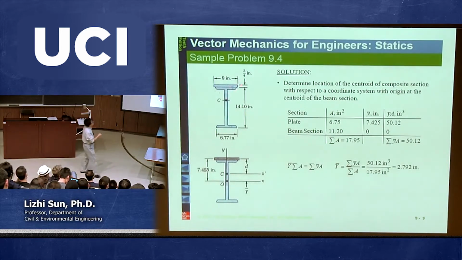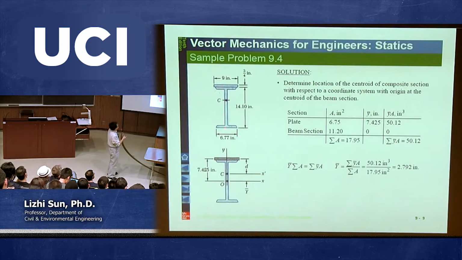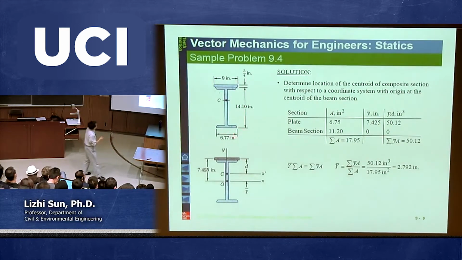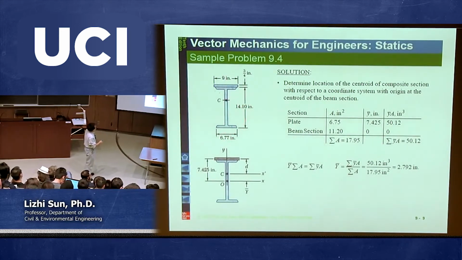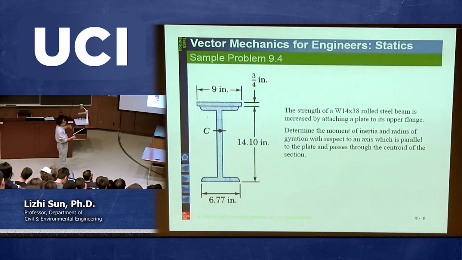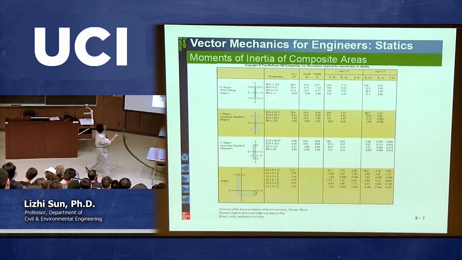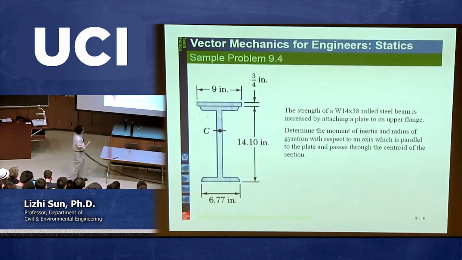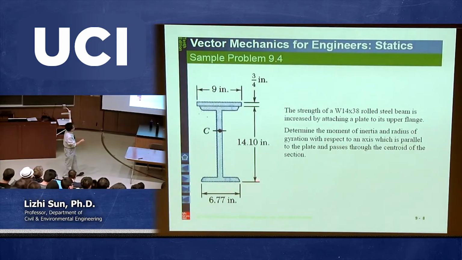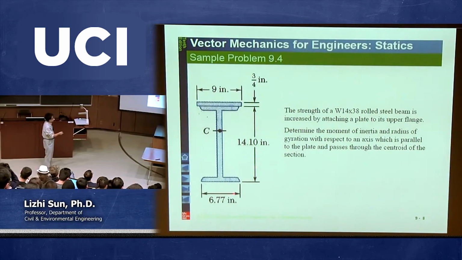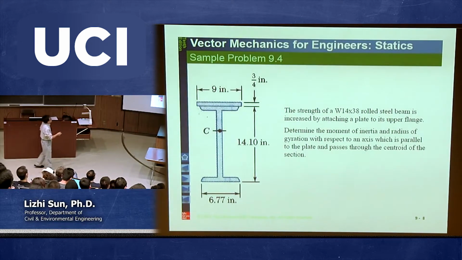So with this given cross-section geometry, we need to locate that point C, which is the centroid of this whole structure. By the way, you may ask, how do we know this? Either they already gave you all the geometries, or you can find out from the chart. For example, for this W14 by 38, you have 14.1 and 6.77. So that's why I have 6.77. From here to here is 14.1. Easily, you can use this number directly, or you can get it from the chart.